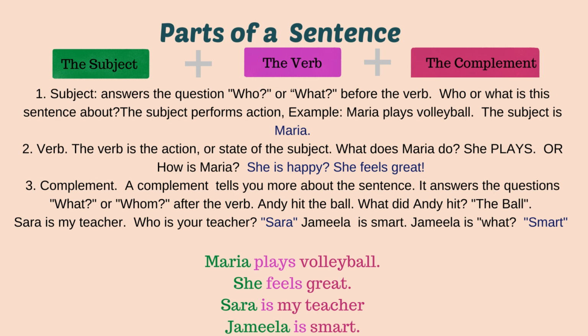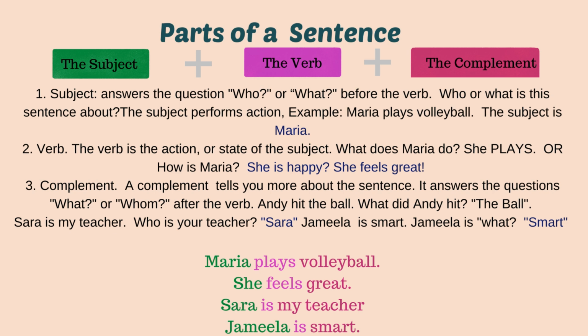So the subject answers the question who or what before the verb. Who or what is this sentence about? The subject performs the action. For example, Maria plays volleyball. The subject is Maria. The verb is an action or state of a subject. What does Maria do? She plays. Or, how is Maria? She is happy. Or, she feels great. Feels is a verb.